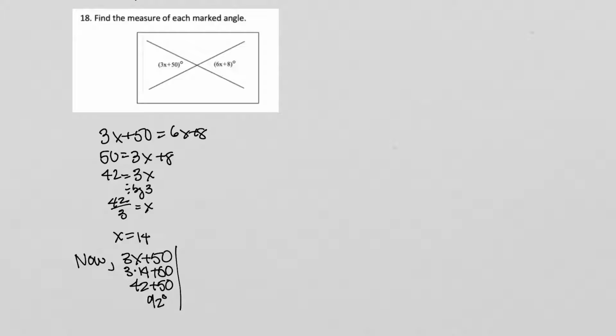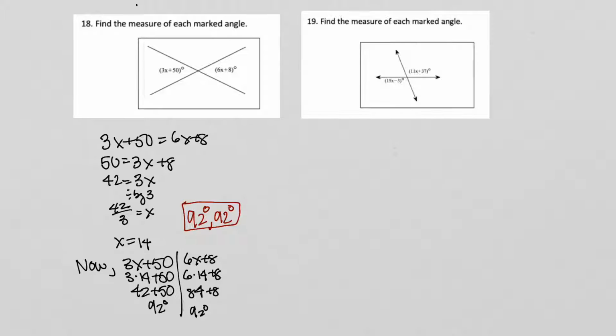And the other one, now these are equal, right? So let's just check this. 6x plus 8, we'll get 6 times 14 plus 8. Now 6 times 14, well, you can do this. 6 times 4 is 24. And then 6 times 1 is 6. Carry that 2. That'll be 84 plus 8, and there's 92. So each angle here, since they're the same, is 92 degrees, so I'll write that 92 degrees twice.